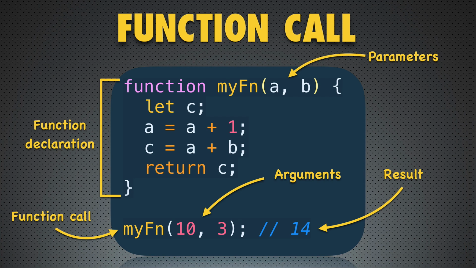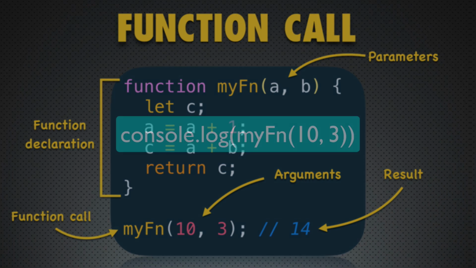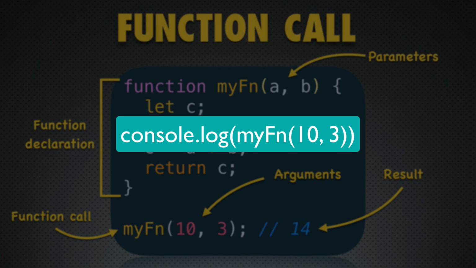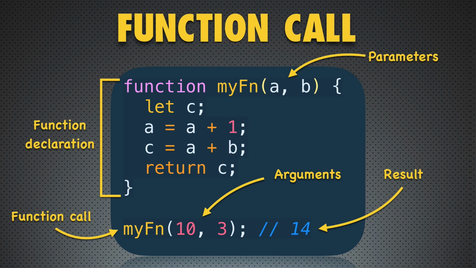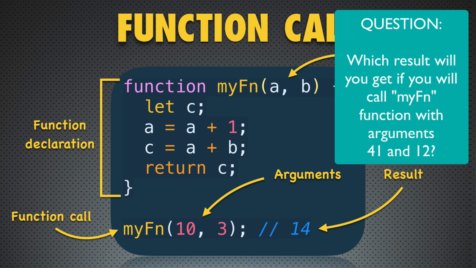If you want to see this result in the console, you can use the following syntax: console.log, and in the parentheses myFn, parentheses 10 and 3. In such a case, you will get 14 in the console. Okay, question for you. What will you get as a result of the function call if you call the myFn function with arguments 41 and 12?